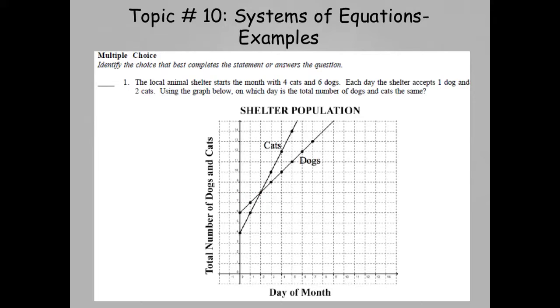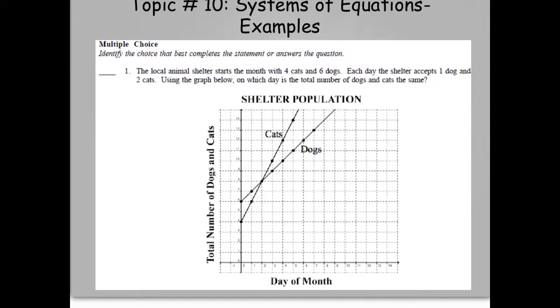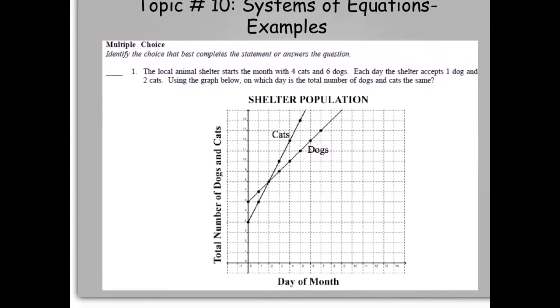If you read the question, on which day is the total number of cats and dogs the same? The days of the month are down here. Let me move this so it's easier to see. So if we move over right here, the solution in this case would be right here at 2. On the second day of the month, we will have the exact same amount of cats and dogs. The problems are usually that simple. There are no choices here.